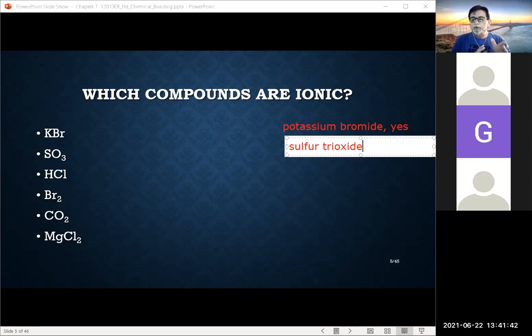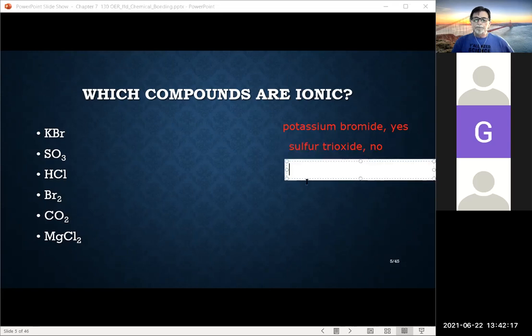So this is why it's sulfur trioxide, because sulfur and oxygen are both non-metals. Therefore, it's a covalent compound. Therefore, it's not very soluble in water. It doesn't break apart in water. Potassium bromide, being ionic, will dissociate in water and will dissolve in water. So the answer here would be no, not ionic. Okay, HCl.